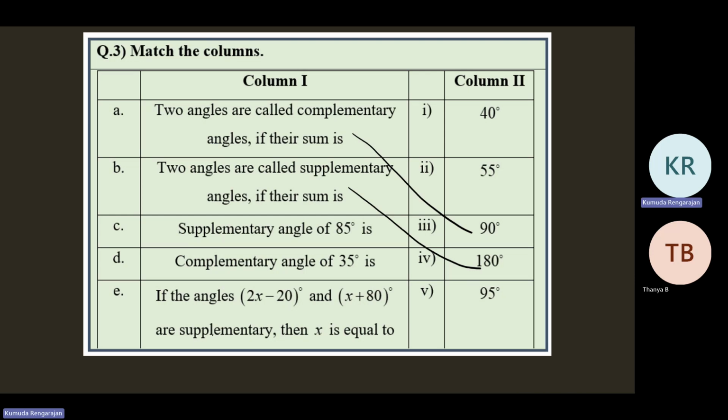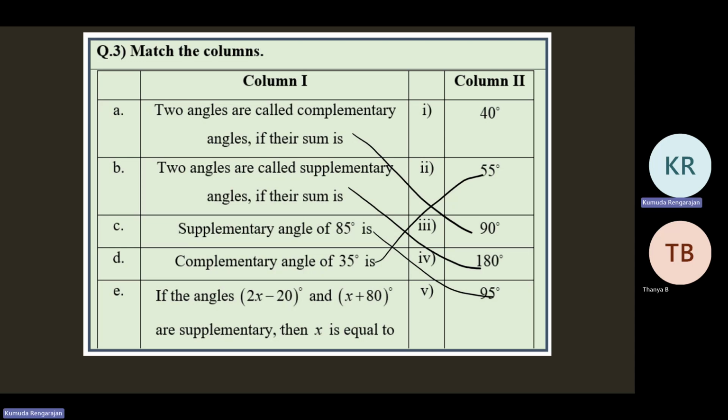Supplementary angle of 85 degrees. 85 degrees plus what will give you 180 degrees? 85 degrees plus dash is equal to 180 degrees, or 180 minus 85 is the supplement of 85. 95 degrees. Complementary angle of 35 degrees is 55 degrees. 90 minus 35, 55 degrees.